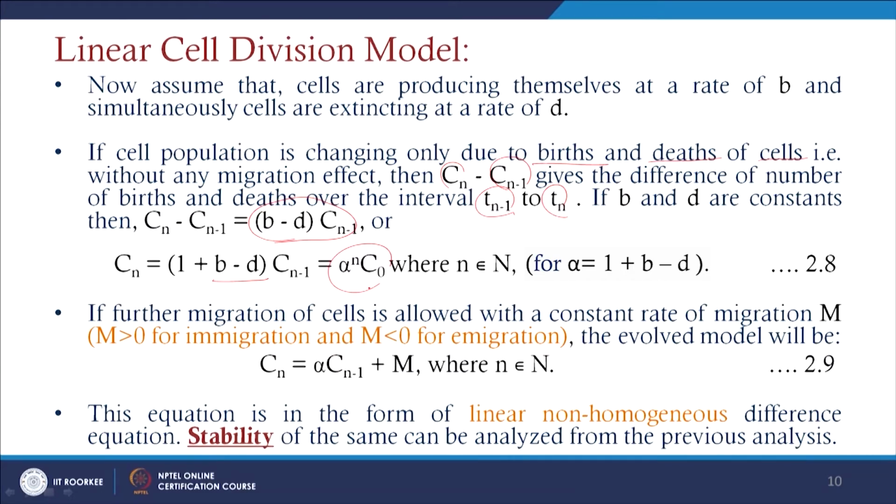If further migration of cells is allowed with a constant rate of migration, say m, where we consider m greater than 0 for immigration and m less than 0 for emigration, then the evolved model will be C_n equals alpha C_(n-1) plus m, where n is a natural number. This equation is a linear non-homogeneous difference equation, and its stability can be analyzed from the previous analysis. So let us go to linear non-homogeneous difference equations.